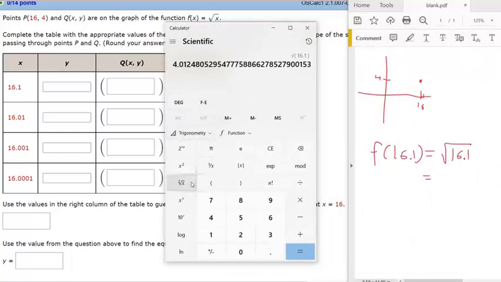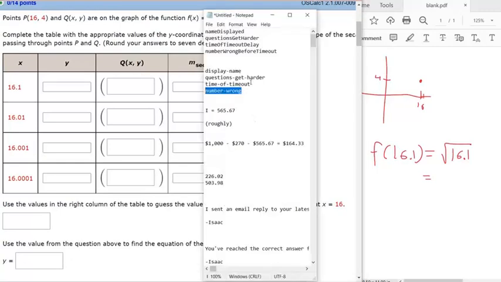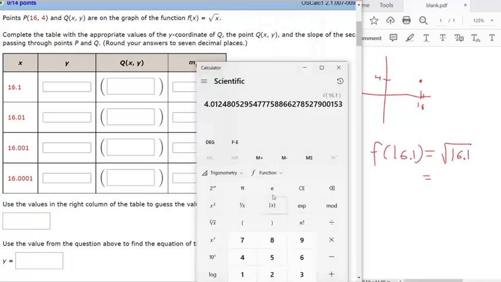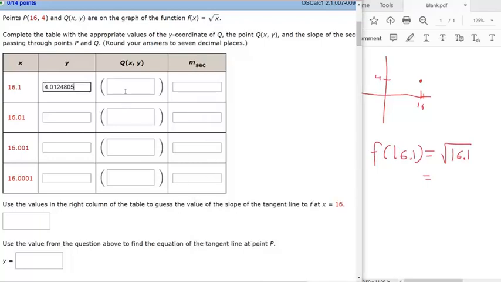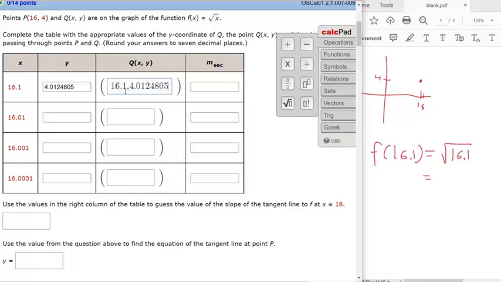So with our calculator, 16.1 square root. How many decimal values do they want? 7 decimal places. That's super. Okay. 1, 2, 3, 4, 5, 6. So that's the 7th decimal place. That's what I'm going to enter in WebAssign. And I just want you to put it all together. 16.1 is the x, comma, 4.0124805 for the y coordinate.